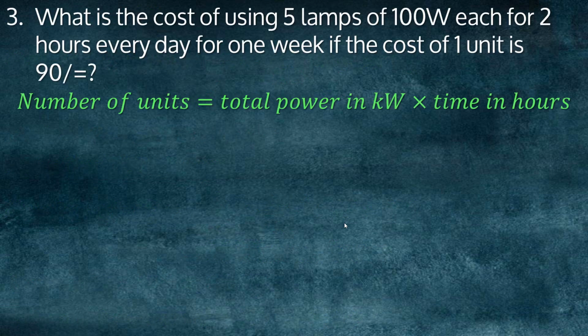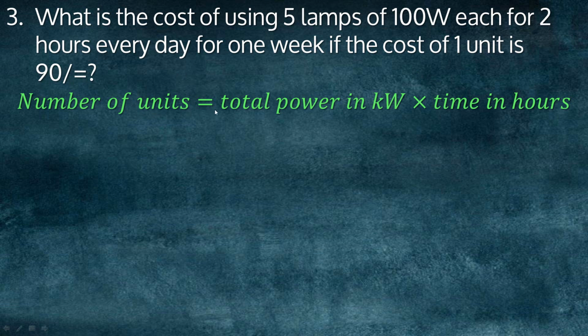Okay, number 3. What is the cost of using 5 lamps of 100 watts each for 2 hours every day for 1 week if the cost of 1 unit is 90 shillings? Oh my God, I wish there is such a country. Okay, 90 shillings, maybe for Kenya. For Uganda, this is impossible.